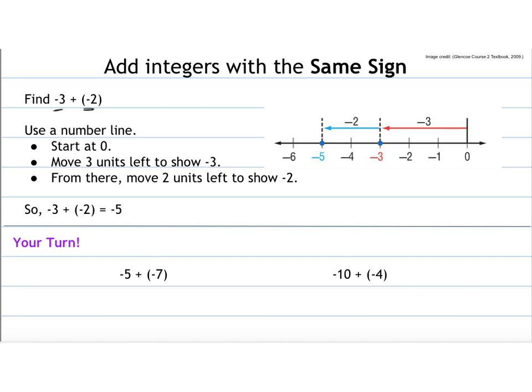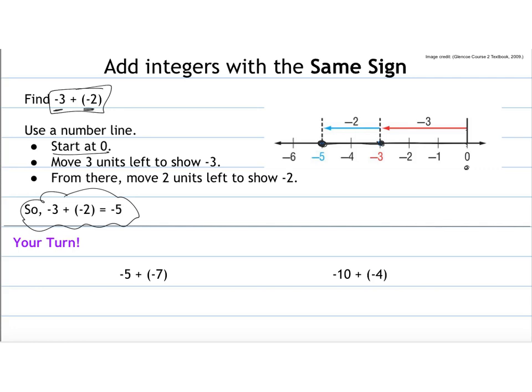So one way is that we can use a number line. If we're going to do -3 plus -2, we start at 0, move 3 units left to get to -3, and then move 2 more units left, which is -2, and then we end up at -5. So -3 plus -2 is -5.